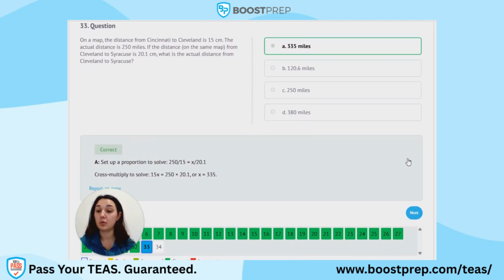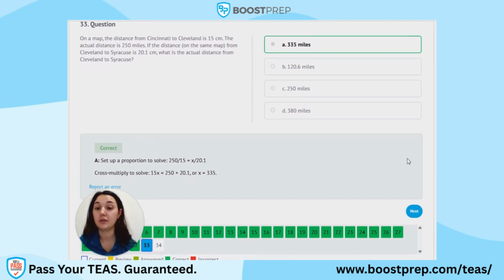You need to set up another proportion in this problem. So that would be 250 for a number of miles over 15 centimeters equals x over 20.1 centimeters. You cross multiply, giving you 250 times 20.1 equals 15x. You divide both sides by 15. That gives you 335 miles.